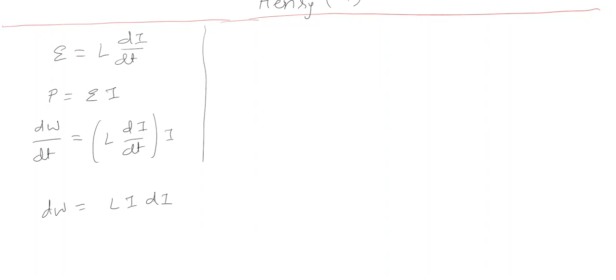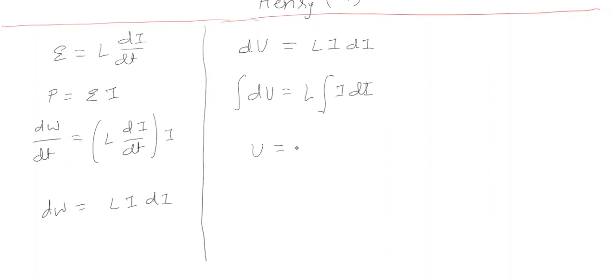And we know that dW, that is work, is energy. So whatever work we do is stored in terms of potential energy. So dW can be written as dU, that is change in potential energy, and then this is what we have. Integrating both sides, we get I dI. You can take limit of integration, or else we may take it from 0 to I, and then we have U is equal to half L I square. So this is the expression for potential energy of the inductor, energy stored inside the inductor.